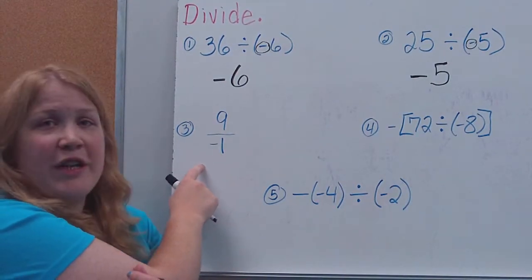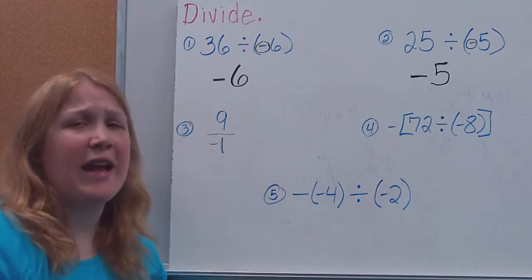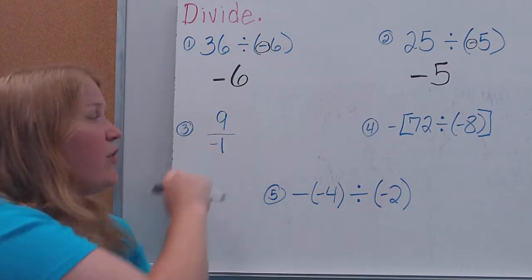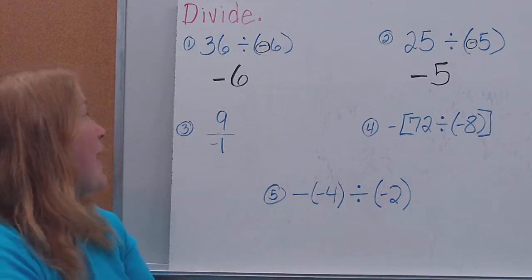Here's another thing I just want to draw your attention to. Sometimes we write division as fractions. The fraction sign actually means I'm dividing. That's how we can convert into decimals as well. So don't let this throw you off. This is still a division problem, just written a little differently. You'll see them both ways now.